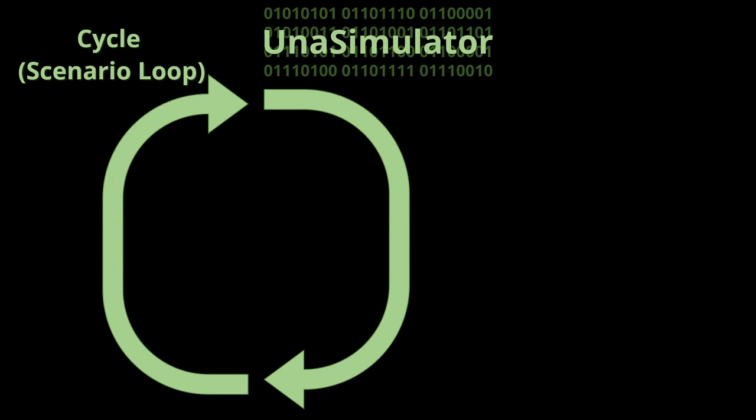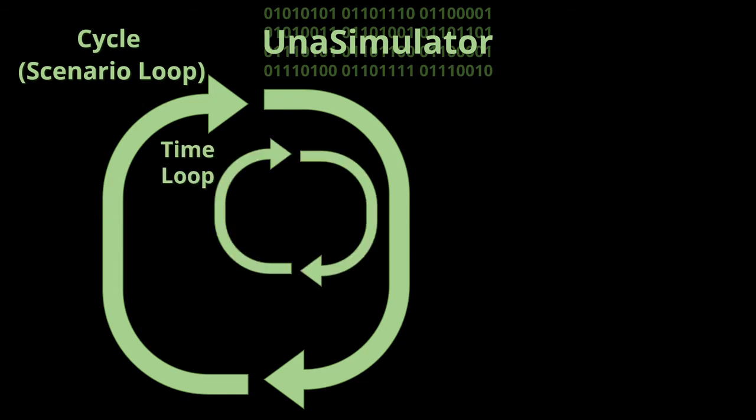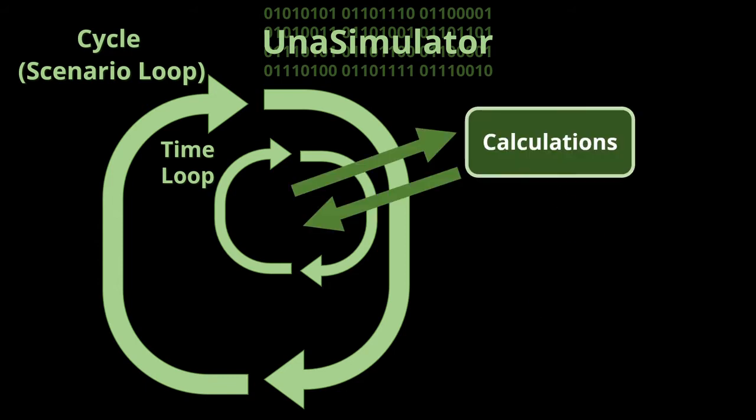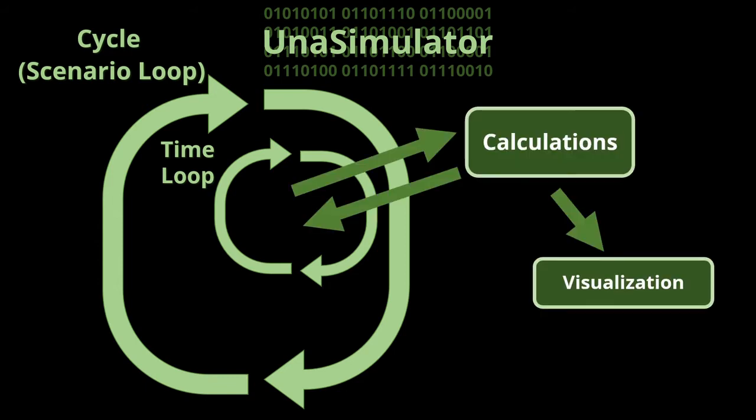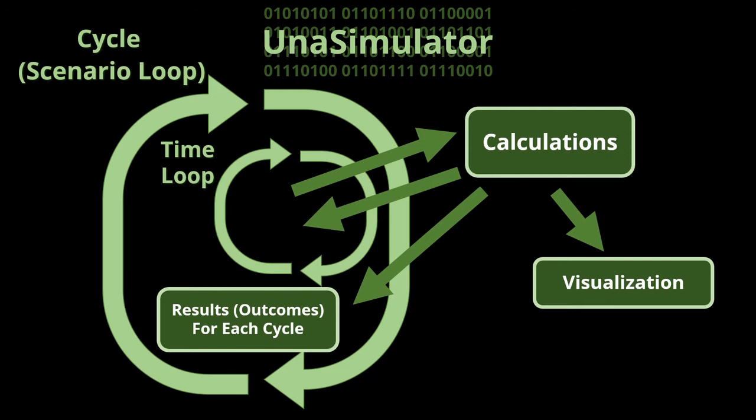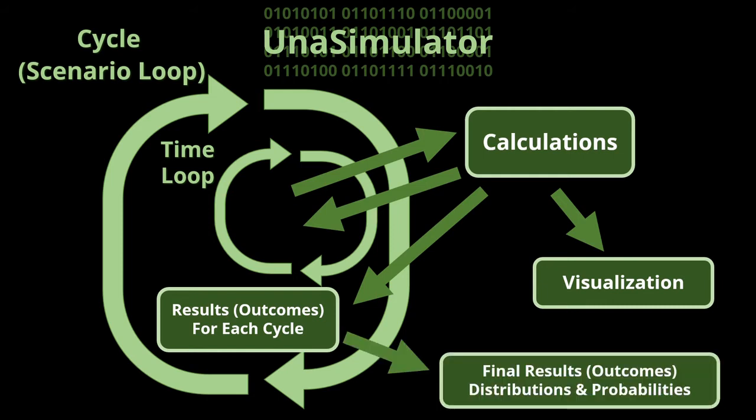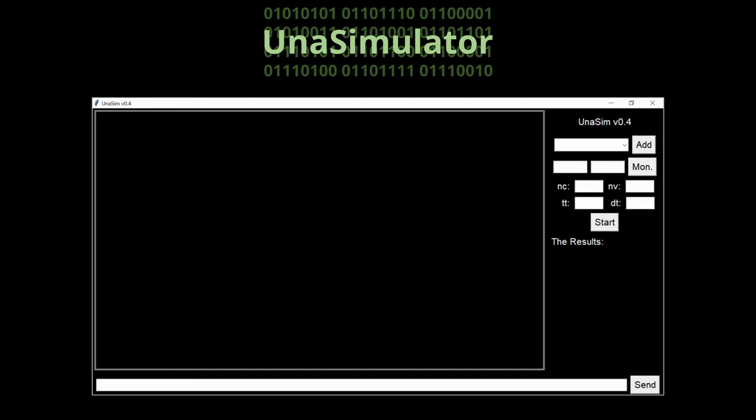So the overall architecture can be outlined like this. The simulation actually runs repeatedly over and over with an outer scenario loop, and inside that scenario loop there's an inner time loop in which the time is incremented so that the calculations are done in a time-based fashion. The parameters and variables in those calculations are used for real-time visualization, as well as the evaluation of the results or the outcomes for each cycle. After a certain number of repeated simulations, the final results are evaluated and compiled in terms of probabilities and distributions of the outcomes. So, having said that, we can again look at the user interface of UnaSimulator.